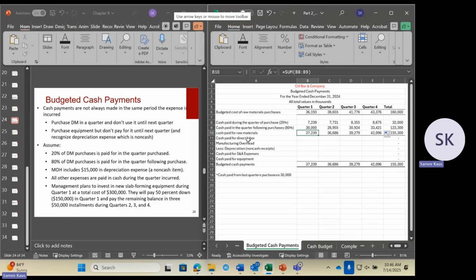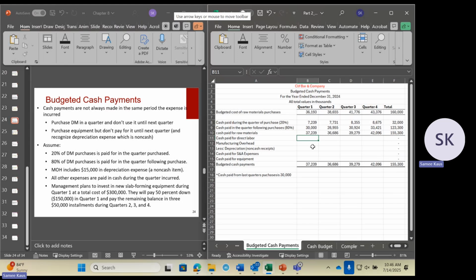So now I have my total cash paid for raw materials, which is the sum of the cash paid during the quarter, which is Q1, plus the cash paid following this quarter, which would have been based on Q4. So again, I'm paying for materials that I purchased last quarter and materials that I purchased this quarter, for the total of the two. Now, what's important is it tells me that all other expenses are paid for during the current period that I incur it.